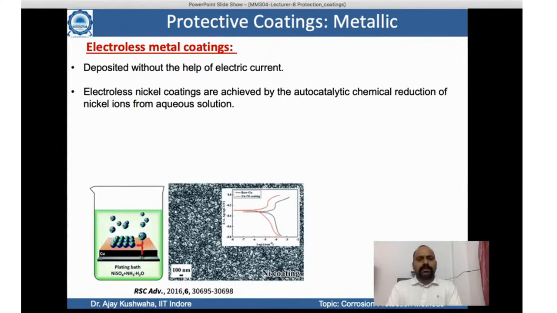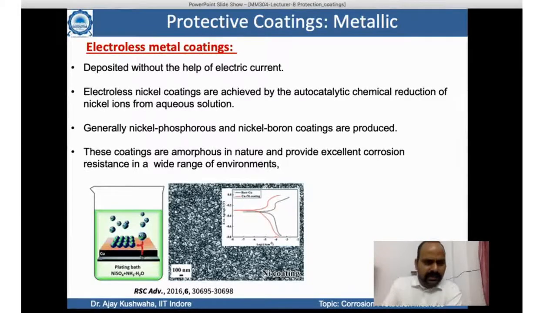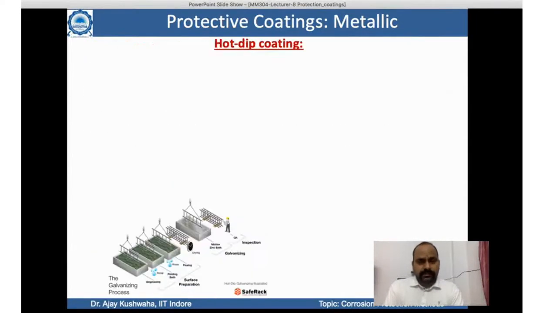Electroless nickel coatings are achieved by the autocatalytic chemical reduction of nickel ions from aqueous solution. Generally, nickel phosphorus and nickel boron coatings are produced by this method, and these coatings are amorphous in nature because they are formed just by chemical reduction, and provide excellent corrosion resistance in a wide range of environments. Here you can see the figure of an SEM image of a nickel coating, and they have also compared the coated and uncoated samples, showing the difference in corrosion current.